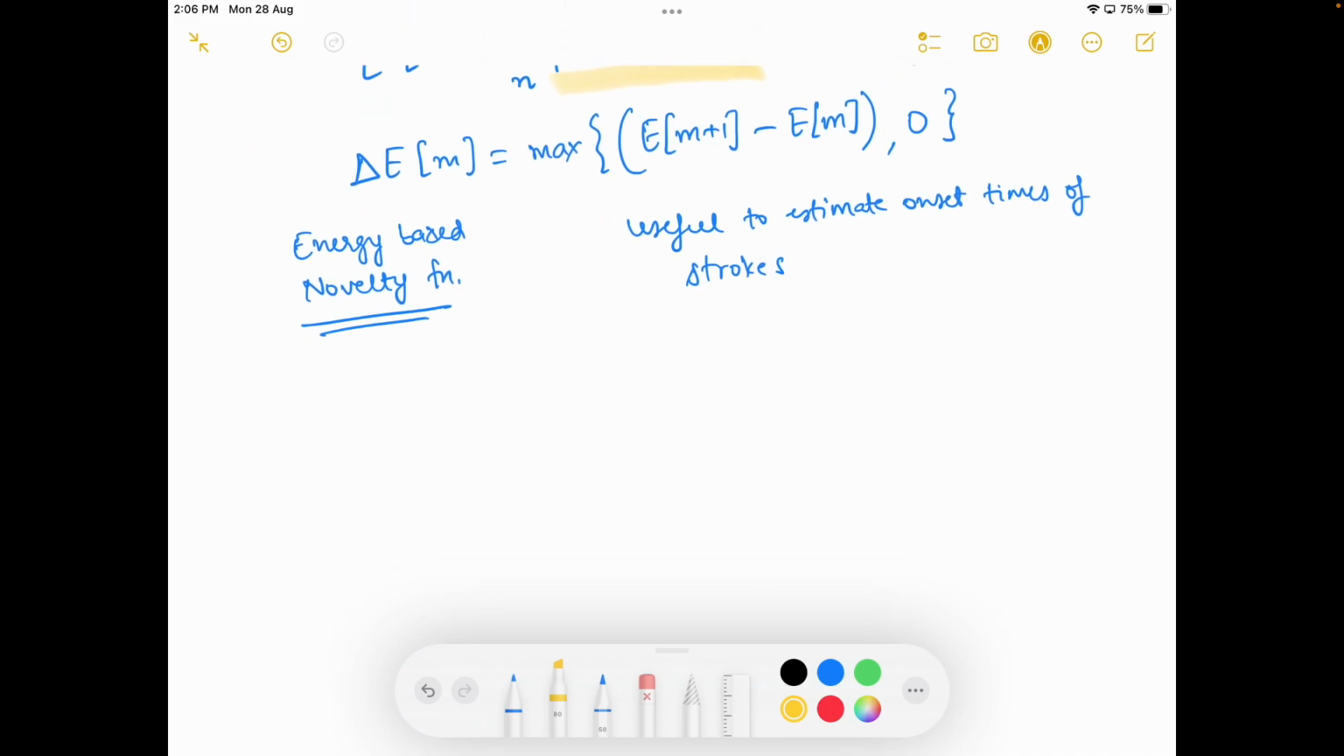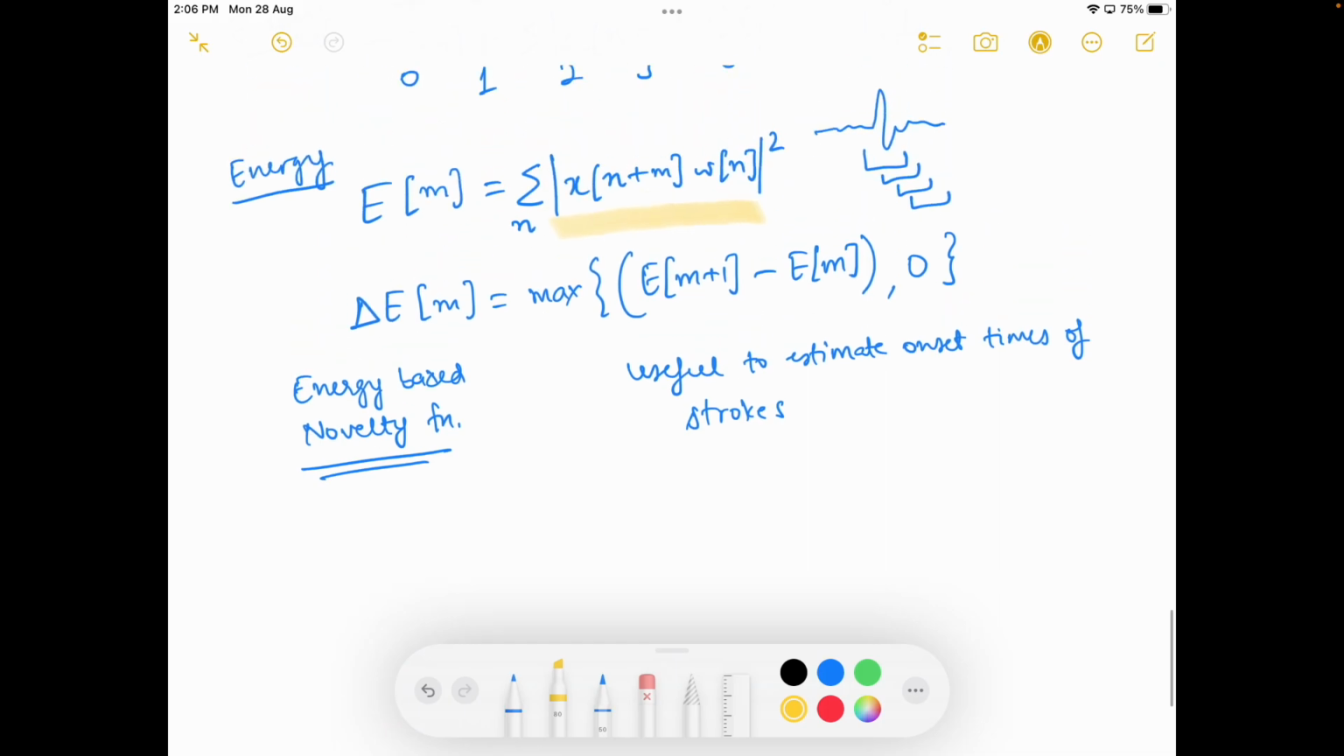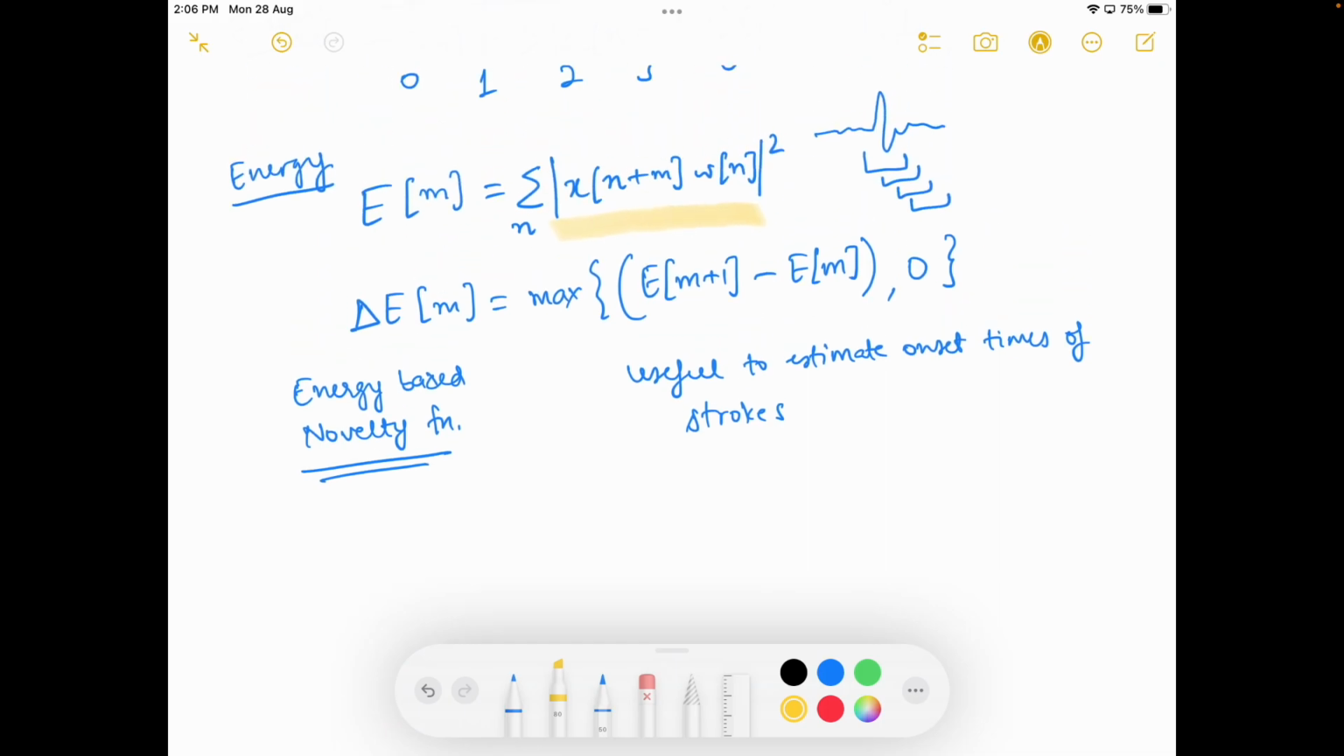Okay, so just like we have in the waveform, these methods, where you estimate the energy and look at the energy difference, it's called the energy-based novelty function. Novelty tells that something new has happened, so energy has risen suddenly. But similarly, we can also look at the spectral domain.